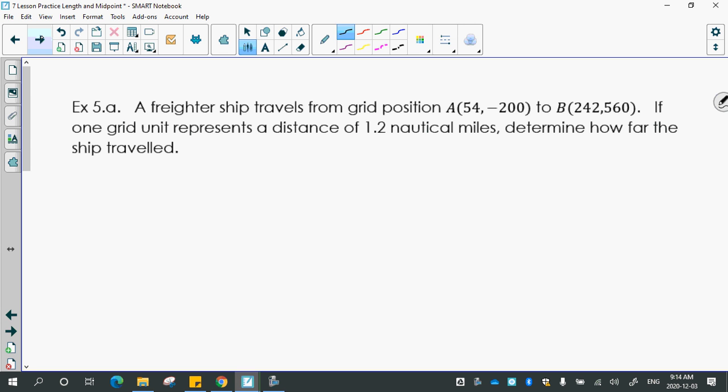A freighter ship travels from grid position A (54, -200) to B (242, 560). If one grid unit represents a distance of 1.2 nautical miles, determine how far the ship traveled. Okay. So, anyone have a strategy for this question?